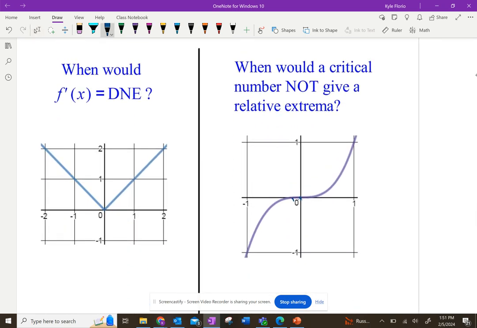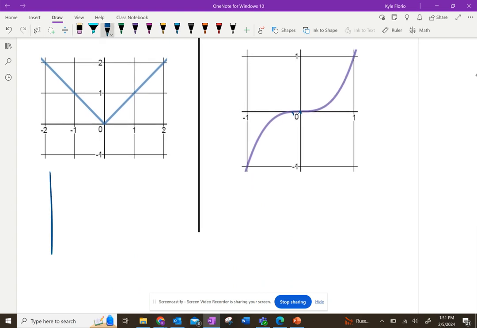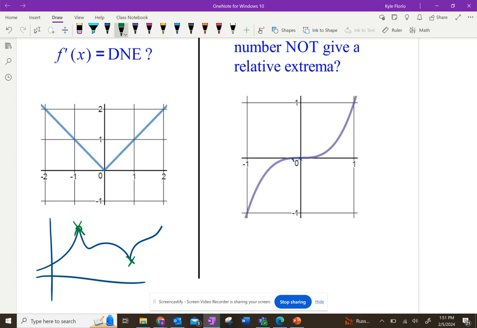So what does it look like when the derivative does not exist? Well, if there's asymptotes, if the function itself doesn't exist, the derivative certainly doesn't exist. But not only that, when you have these sharp turns in functions, like the absolute value function, or if you have something like this going on, at these corner points, the derivative does not exist. So that's what it looks like visually when you have sharp turns.